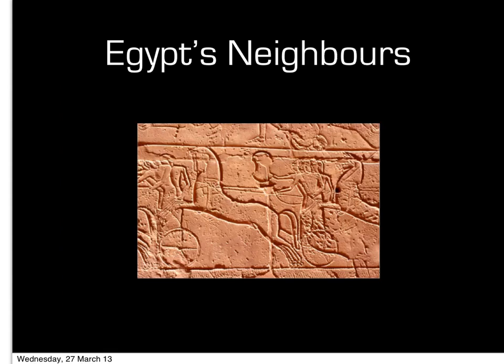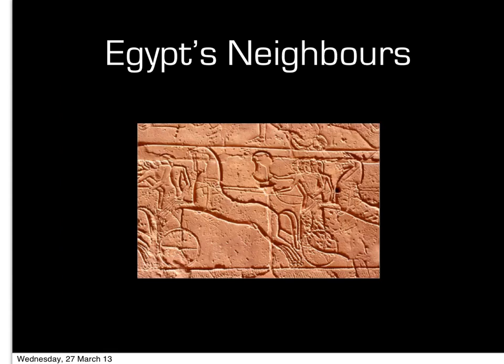But the Egyptians had a name that they called their foreign neighbours, and they called them the 9 bows. And we have a variety of different neighbours. So we've got groups in the southern lands, we have Libya to the west, the Mediterranean people to the north.